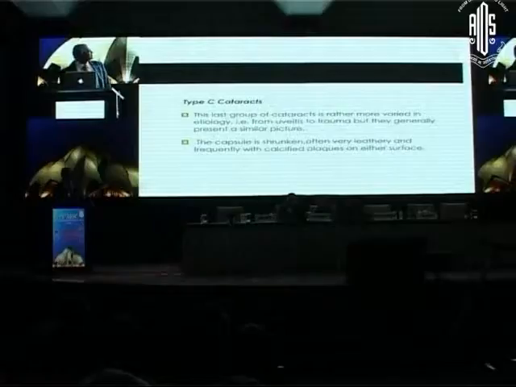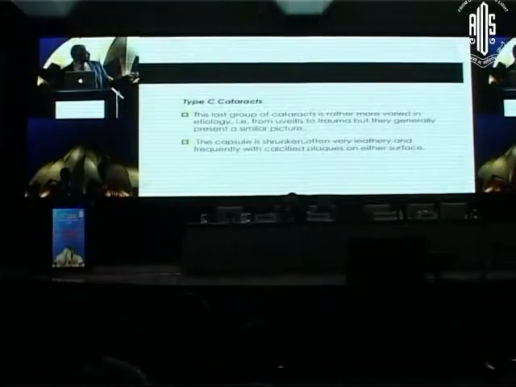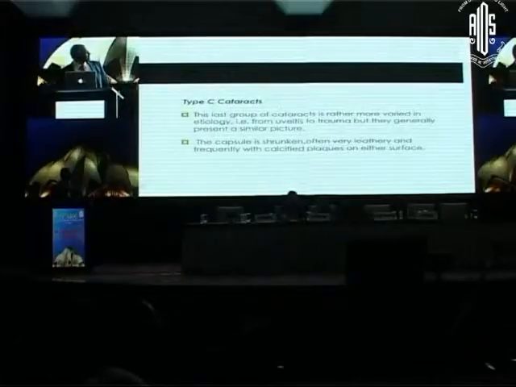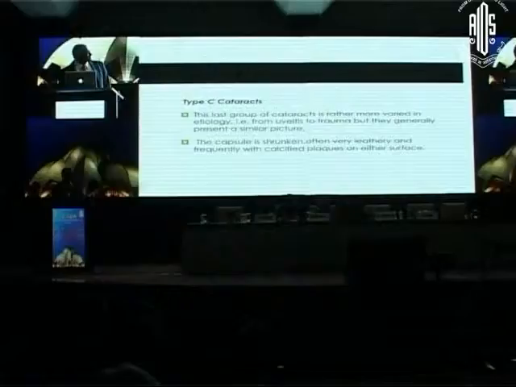Now type C, this is the last group of cataract, rather more varied in the etiology, from uveitis to trauma, but they generally present a similar picture. The capsule is shrunken, often very leathery, and frequently with calcified flakes on either surface.